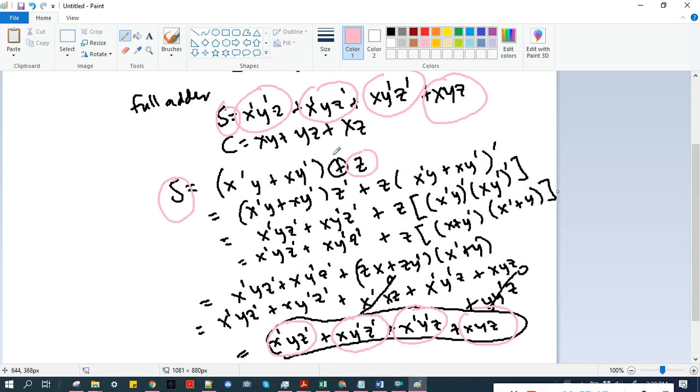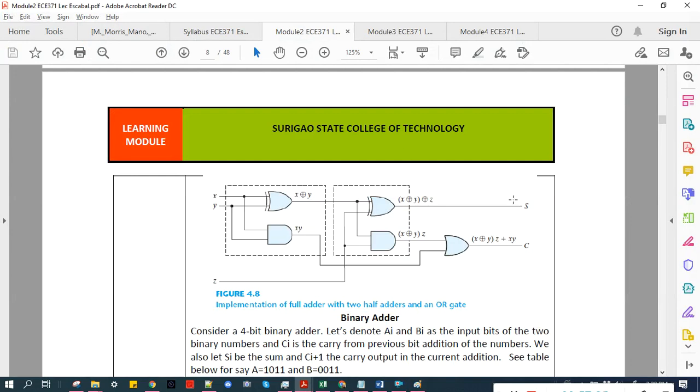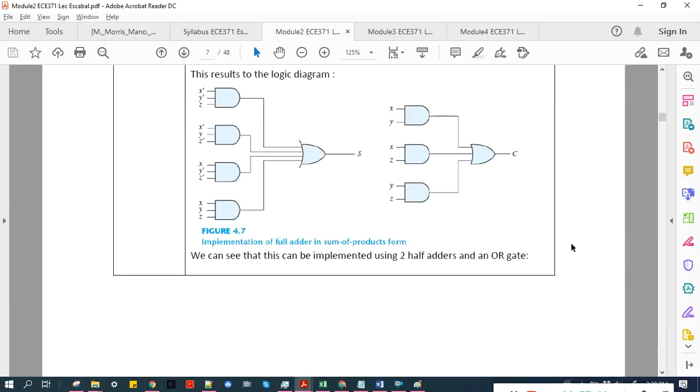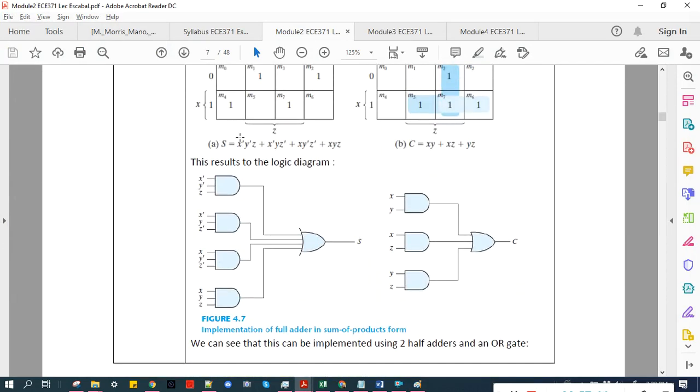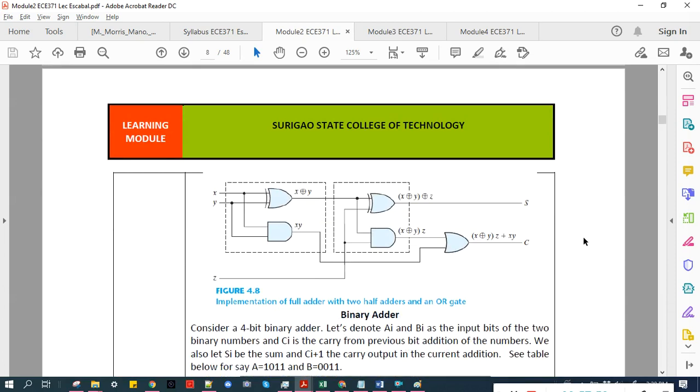So we have proven that they are equivalent: that S is equal to X exclusive OR Y exclusive OR Z, which is equal to this Boolean function for S. Therefore, the full adder can be implemented with two half adders and an OR gate.